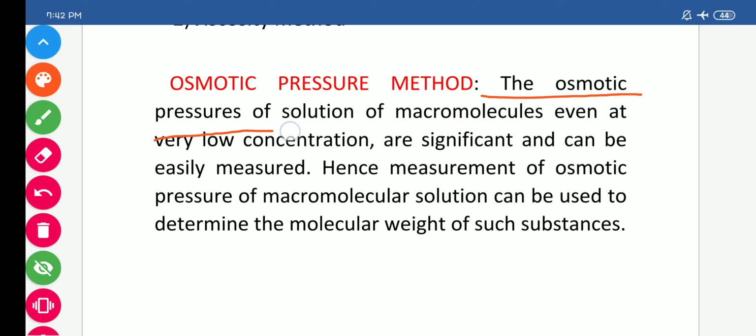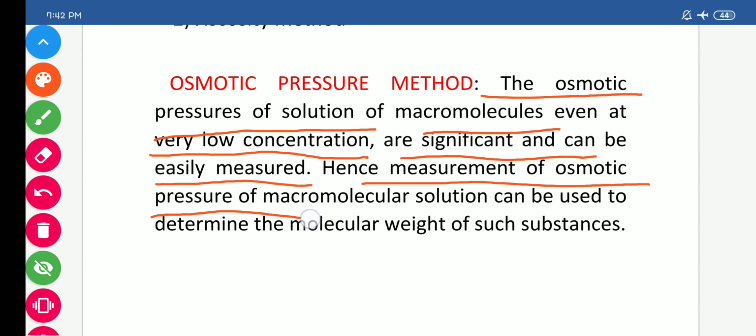The osmotic pressure of a solution of macromolecules, even at a very low concentration, is significant and can be easily measured. Hence, the measurement of the osmotic pressure of a macromolecule solution can be used to determine the molecular mass.